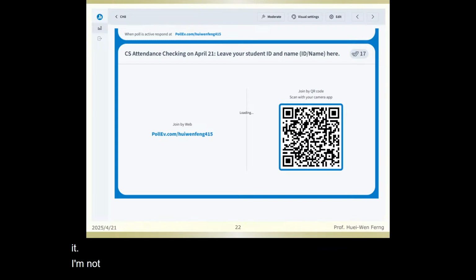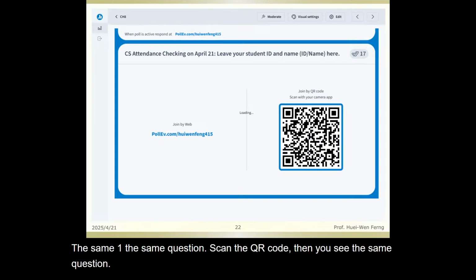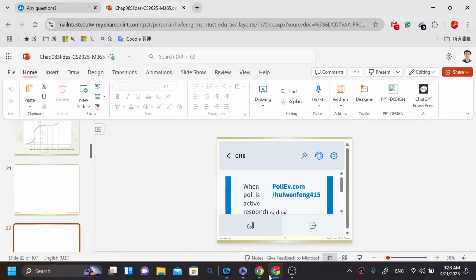I'm not sure why it jumped to this one. The same question: scan the QR code, then you see the same question. So maybe I enforce it.